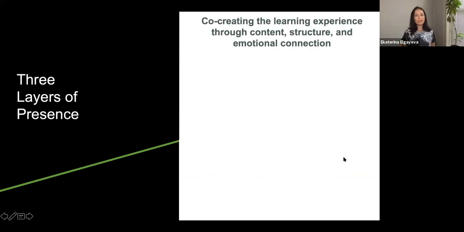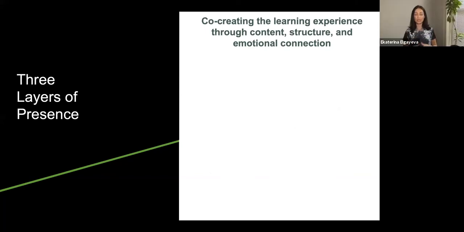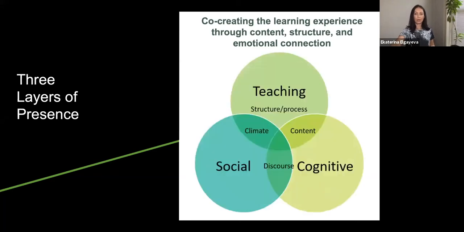And so there is kind of a model out there, a framework called the community of inquiry. And the community of inquiry essentially says to us that we co-create, that we co-construct the learning experience with our students through some of the fundamental elements in our midst, such as content, structure, right? And I'm going to talk about this as also an emotional connection. So what this community of inquiry model suggests is that there's 3 levels, layers, as I call them, of presence. There's teaching, there's social, and there's also cognitive.